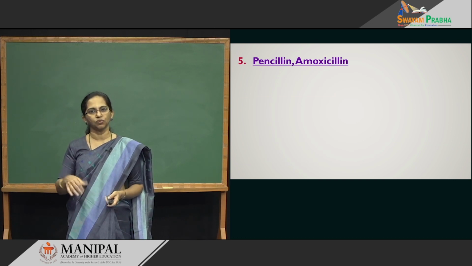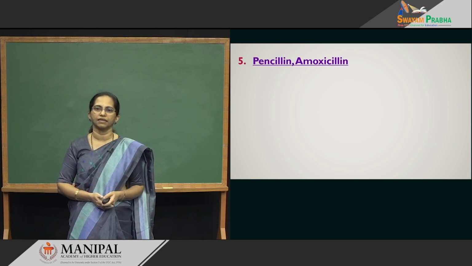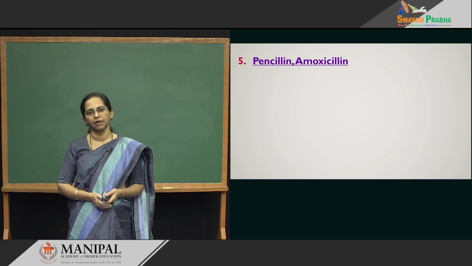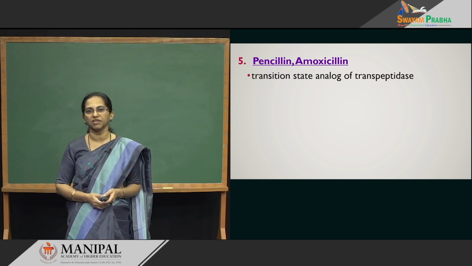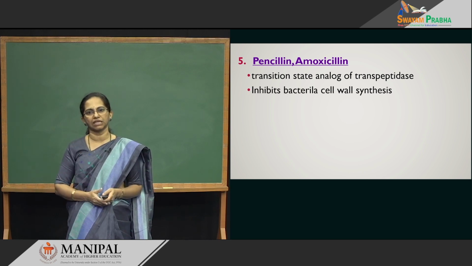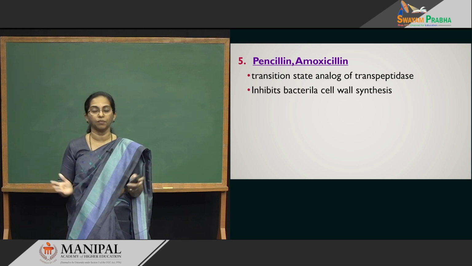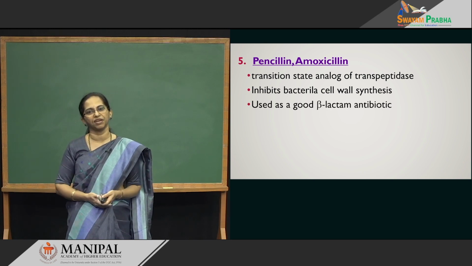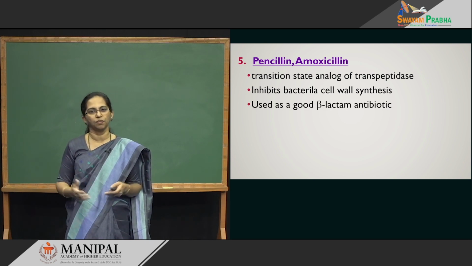We move further to a next group of antibiotics, that is penicillin and amoxicillin. Penicillin is actually a blocker of the enzyme transpeptidase, and it will prevent the bacterial cell wall synthesis. You will not allow bacteria to grow. It becomes a very good antibiotic. What group of antibiotic?